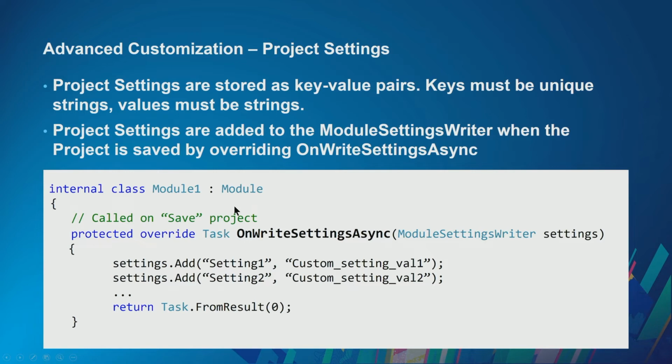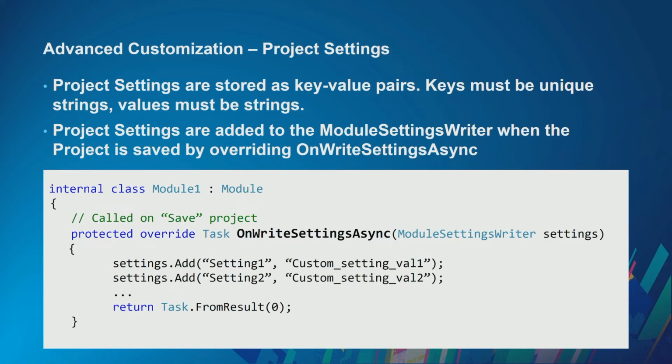As you know from previous sessions, our central hub for add-ins is always a module. So we would do this in the module's class, where we override the OnWriteSettingsAsync method. And here, as a parameter, you get passed in the module settings writer. And in order to add your own settings to this, you just add key value pairs to the module settings writer. So here, in this little code snippet below, I add my Settings1, so this is my unique key. And then I add a value to this, and again, this has to be a string.